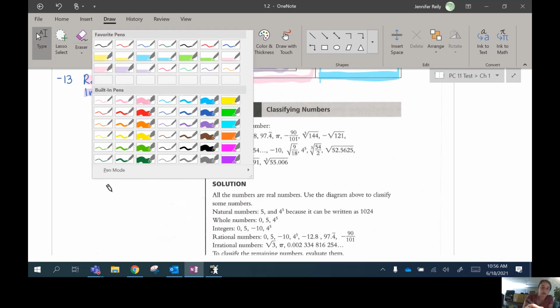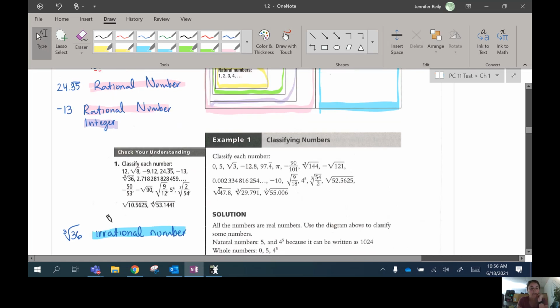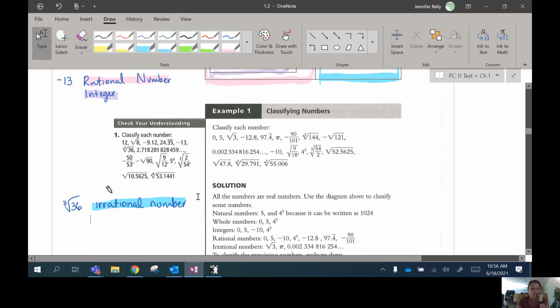We'll do cube root of 36. So cube root of 36, 36 is not a perfect cube. There's nothing that multiplies 3 times to make 36. So if I type that in my calculator, it's going to give me a decimal that doesn't have a pattern and doesn't stop. So this is an irrational number. And you can always verify that on your calculator, but it's going to give you a decimal that goes on forever.